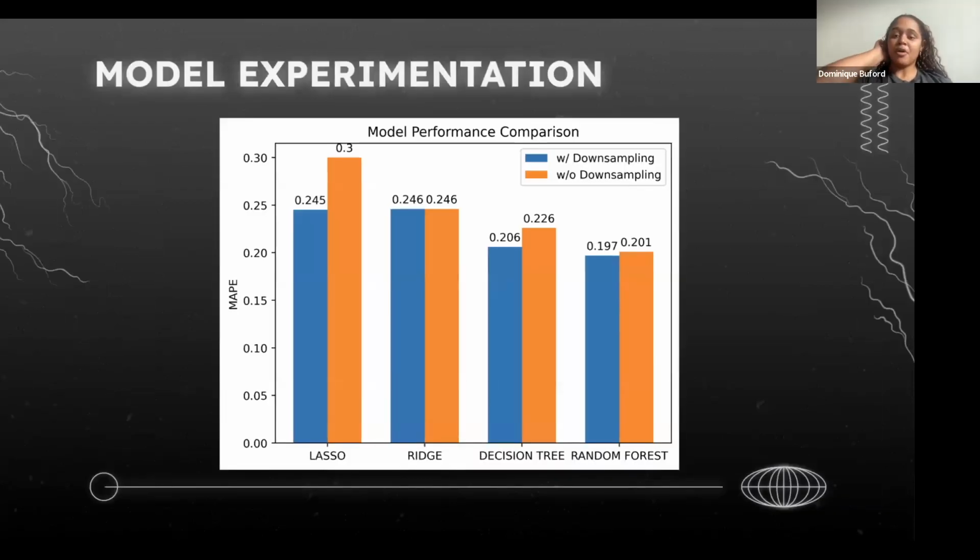So we wanted to choose models that we used in class and compare their performances. We compared lasso, ridge, decision tree, and random forest. Also shown here, we compared performance using downsampling and without downsampling, which I'll explain next, why we experimented with this in the first place. In the end, our best performing model was random forest with downsampling. Our hyperparameters included a max depth of 344, min sample split of 4, and min sample leaf of 8.